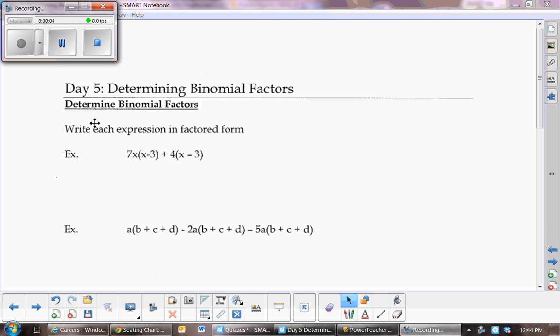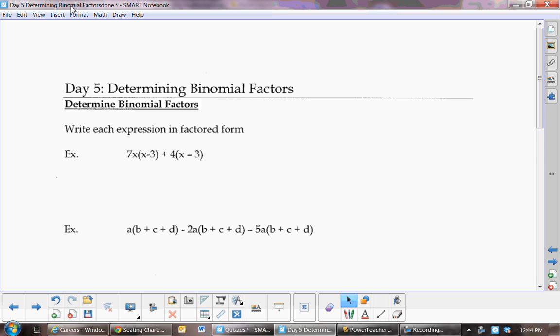So, we're getting closer and closer to learning how to really factor. But today, we're going to be getting into the complex trinomials, and you have to know how to do this skill here, and that is determining the binomial factors, and that's by taking out a common factor.